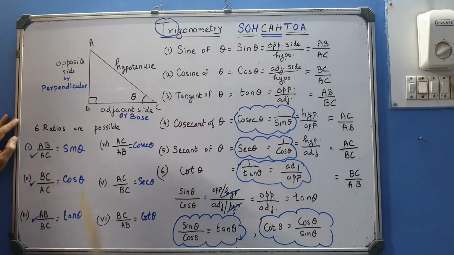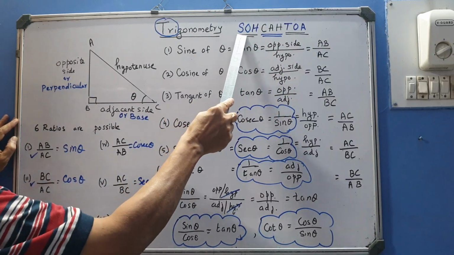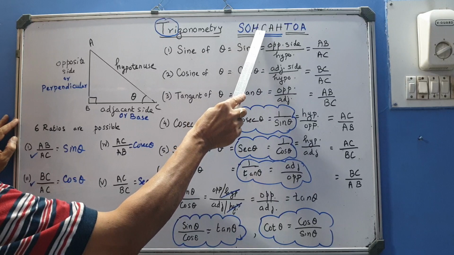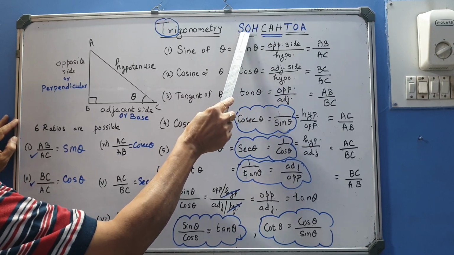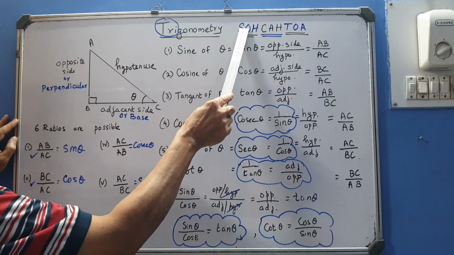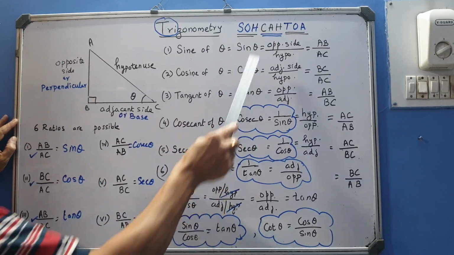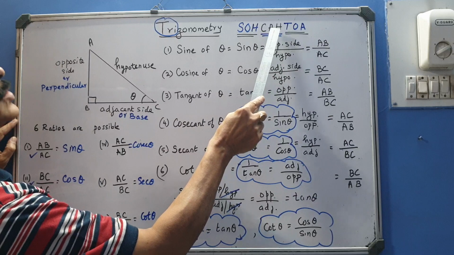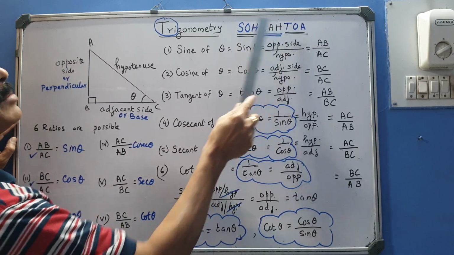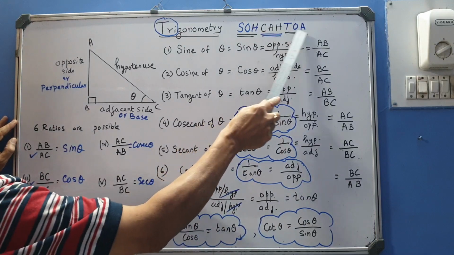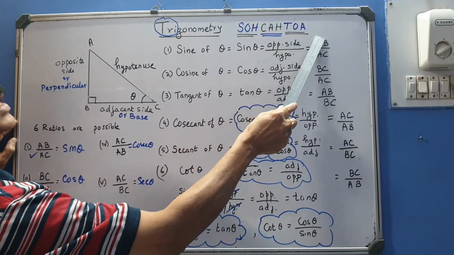SOHCAHTOA is the word. SOH: sin theta is opposite by hypotenuse. CAH: cos theta is adjacent by hypotenuse. TOA: tan theta is opposite by adjacent.